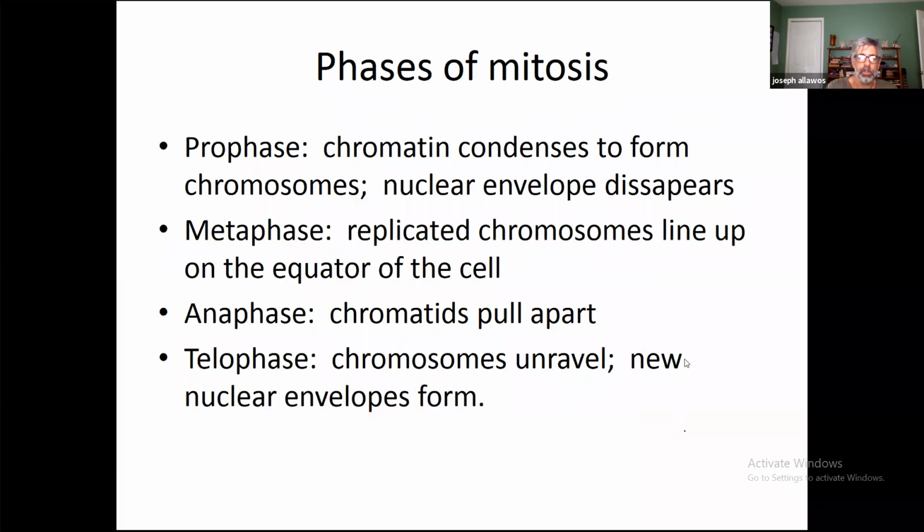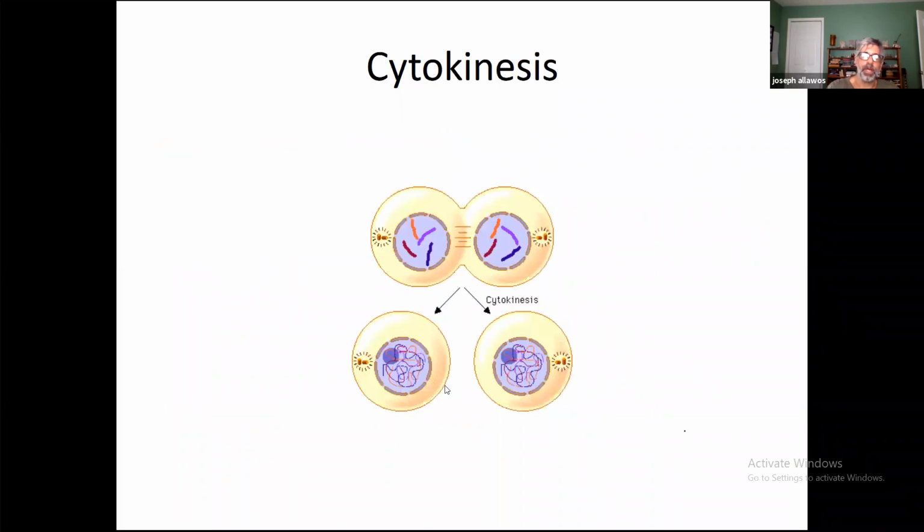Okay. And here, this is nice because it spells out what's going on in each phase, okay? Chromatin condenses, nuclear envelope disappears, replicated chromosomes line up on the equator of the cell. In metaphase, anaphase, chromatids are pulled apart. Telophase, chromosomes unravel and new nuclear envelopes form. And then here's cytokinesis. Now, keep in mind, if it's an animal, then there's just the membranes, and if it's a plant, then there would be membranes, and then a wall would form in between. Okay.